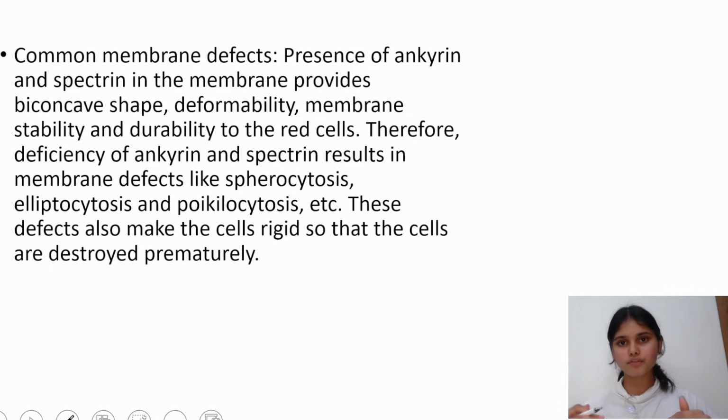Now, the biconcave shape of the RBCs prevents it from bursting and easily breaking down. But when the shape of the RBC changes because of deficiency of ankyrin or spectrin due to various causes, the RBC membrane becomes so fragile and loses its stability such that it tends to break down very easily and they are destroyed prematurely.